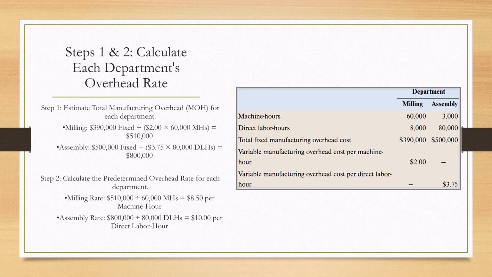Step 2 is to calculate the predetermined overhead rate for each department. For the milling department, we divide its estimated overhead of $510,000 by the estimated 60,000 machine hours to get a rate of $8.5 per machine hour. For the assembly department, we divide its $800,000 of estimated overhead by the estimated 80,000 direct labor hours, which gives us a rate of $10 per direct labor hour.